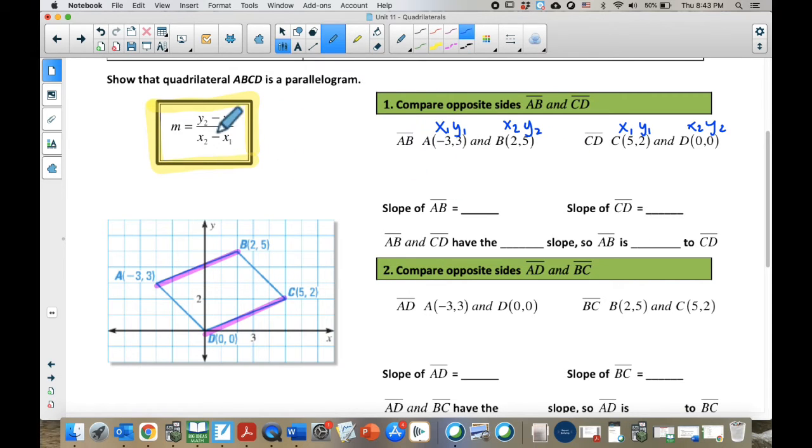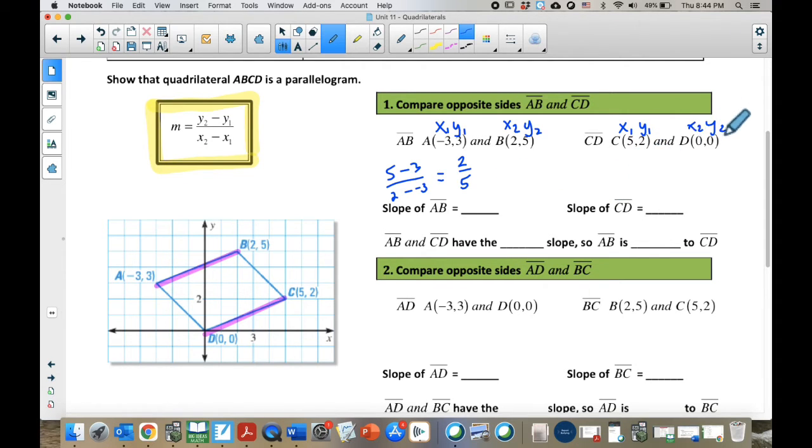So I'm going to take y sub 2 minus y sub 1 over x sub 2 minus x sub 1. So I'm going to take 5 minus 3 over 2 minus negative 3. I'm just taking these numbers, 5 minus 3, y minus y, x minus x. And when I subtract, 5 minus 3 is 2. 2 minus negative 3 is like 2 plus 3, and that's 5.